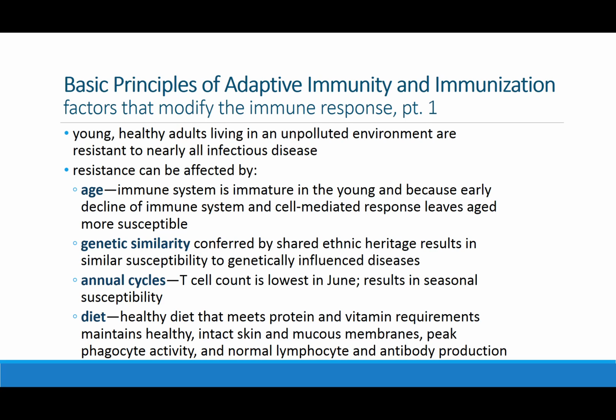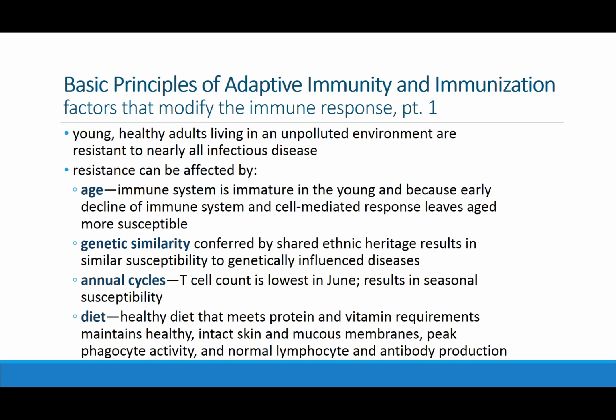Folks with genetic similarities tend to be more resistant to the same disease. So if there's an ethnic or a genetic relationship to susceptibility, then people who have shared genetics are going to have shared similarities in their ability to resist disease. There are annual cycles in disease resistance. So June is the month when people have the lowest T cell counts, and so that creates seasonal susceptibility and the summer cold, for instance.